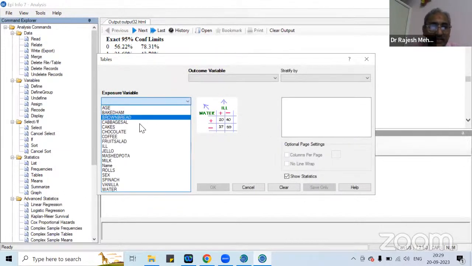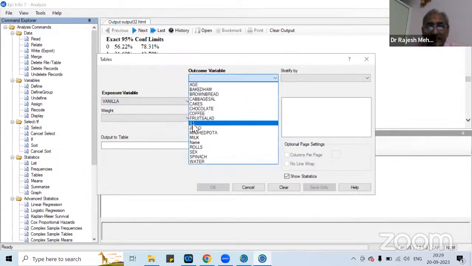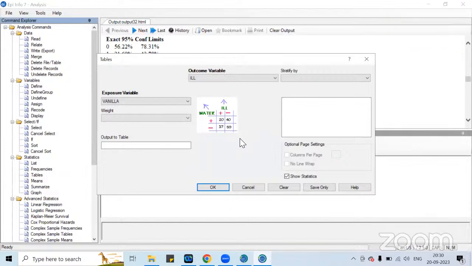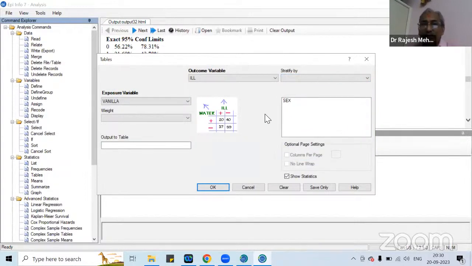In exposure variable, yesterday we know that there was a vanilla and the outcome was the illness. This table command, I think you can use very well. But if all of you agree, should I give you one more detail? Are you ready to grasp? Yes, sir. Then I will reduce your job. Just add something over here. That is the gender. So what will happen? What Epi Info will tell you is that it will remove the effect of the gender, and independent of that, it will tell you whether the illness and vanilla are affecting each other or not.